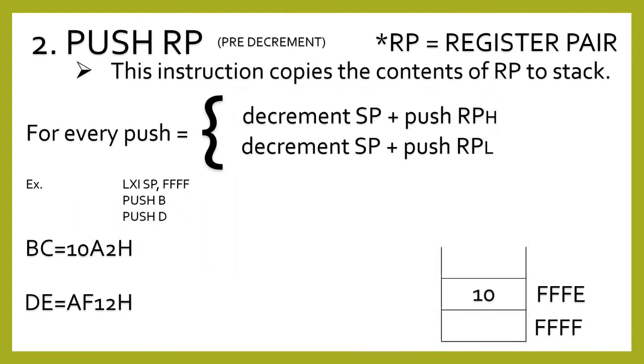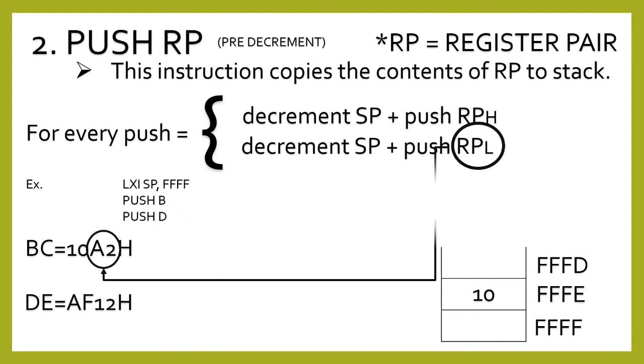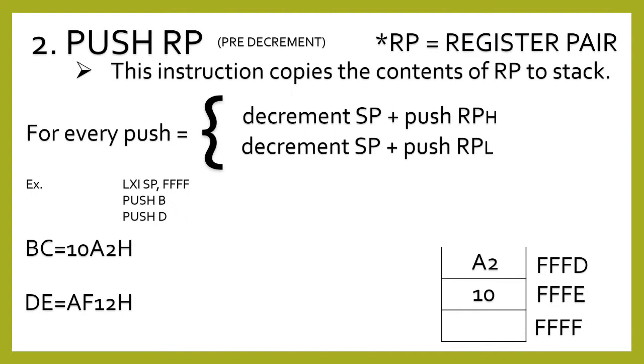Now, we need to push the lower order byte. Again, to push your lower order byte, you need to decrement your stack pointer. So that means to FFFD. So now I'm copying A2. So this PUSH B operation is now complete.